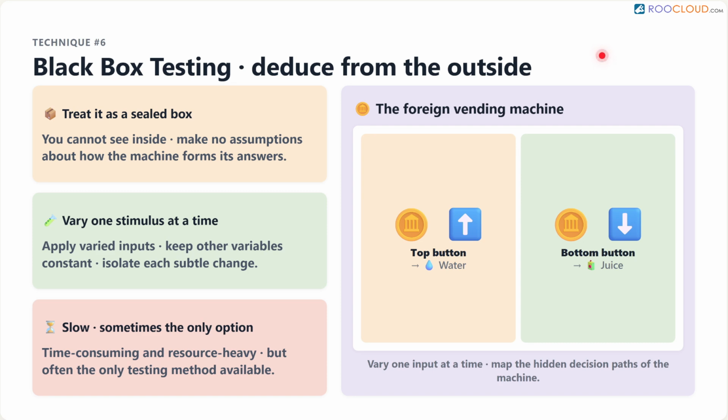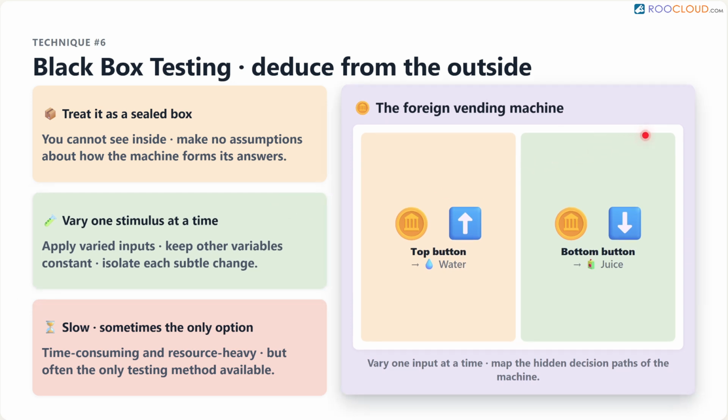This leads us directly into our final technique, which is black box testing. When the source code is completely hidden from you, or when the matrices are too complex to read, black box testing is used to deduce how the system operates. You treat the program like a sealed, opaque box. The technique involves systematically applying different stimuli and checking to see how the system responds. You must rigorously keep certain variables constant to isolate and analyze subtle behavioral changes.